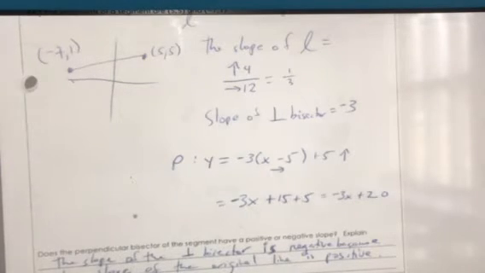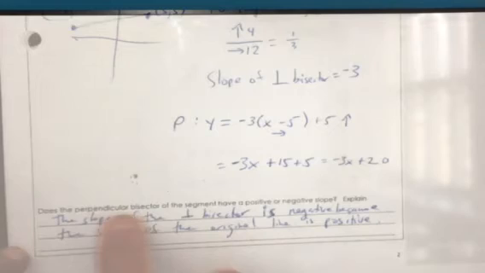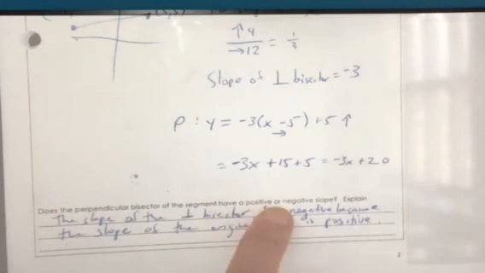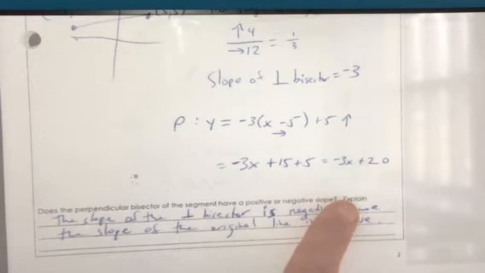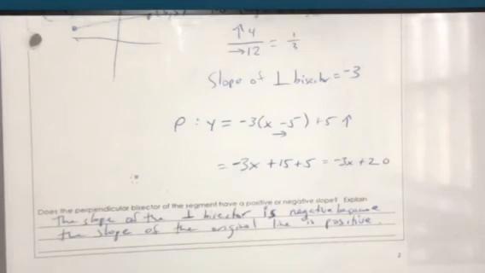Oh, sorry, we have to read this explanation down at the bottom. I forgot about that. Okay, so the question, does the perpendicular bisector of the segment have a positive or negative slope? Explain. So we'll say the slope of the perpendicular bisector is negative because the slope of the original line is positive. And for a perpendicular line, we have to change to the opposite sign in the slope.